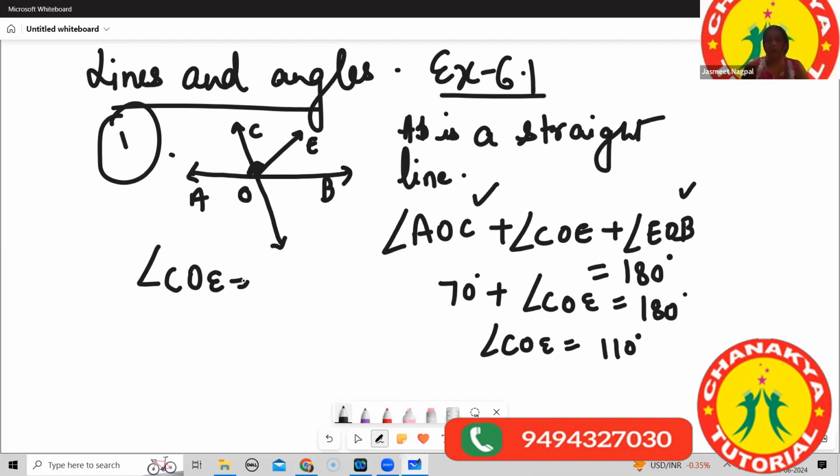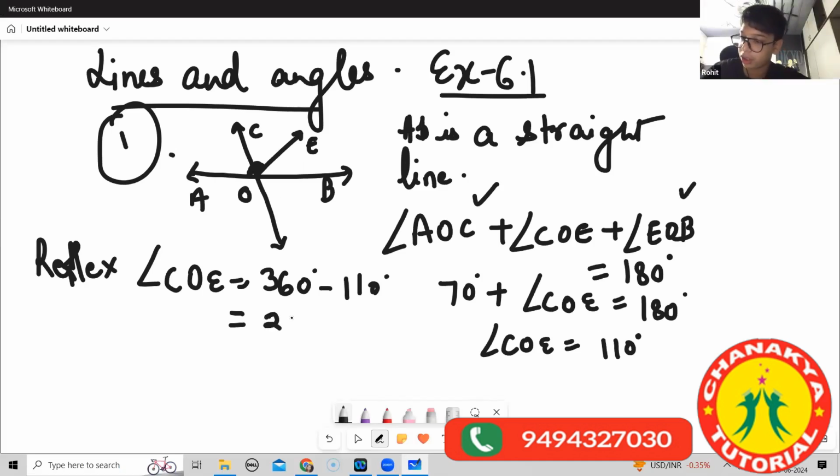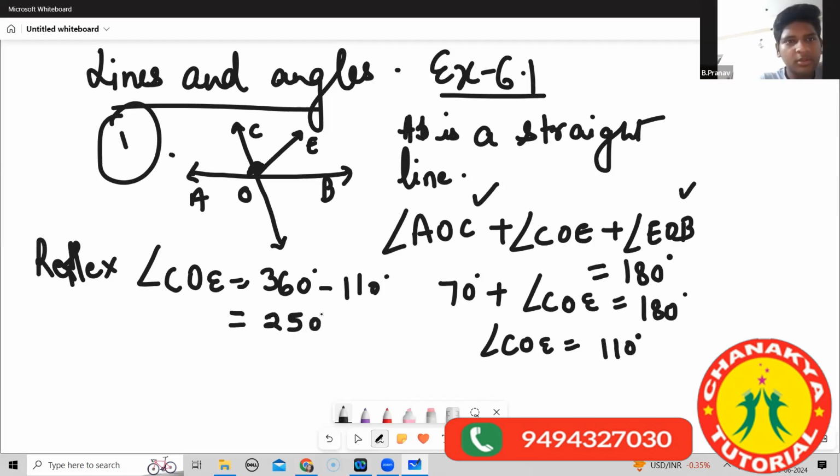So what you will do, if you find out the COE, you will subtract 110 minus 70. If you find out the reflex COE, you will subtract from 360. Now you will do 360 minus 110 so that you find the reflex angle, because a reflex angle is always measured from 360 degrees. Now what is the answer? If you subtract 360 minus 110, 250 degrees. Very good.